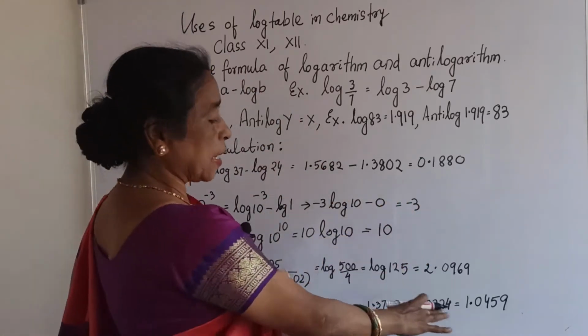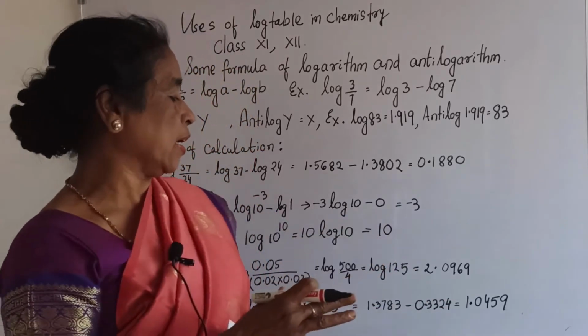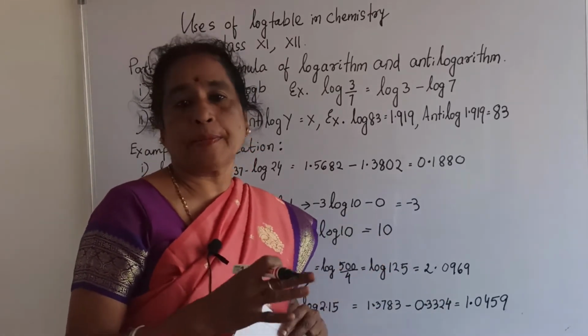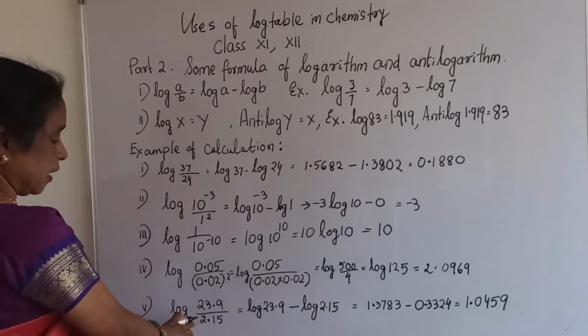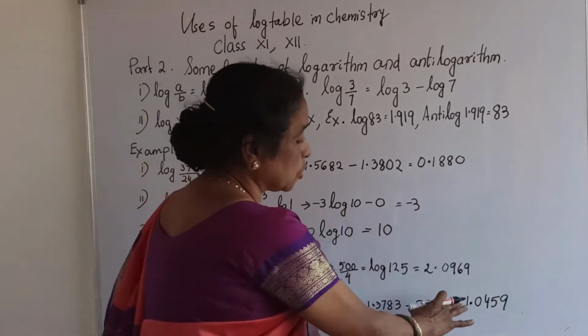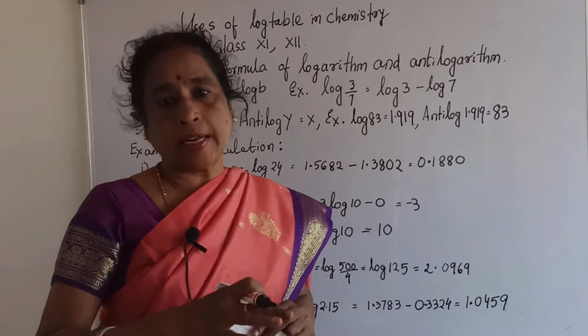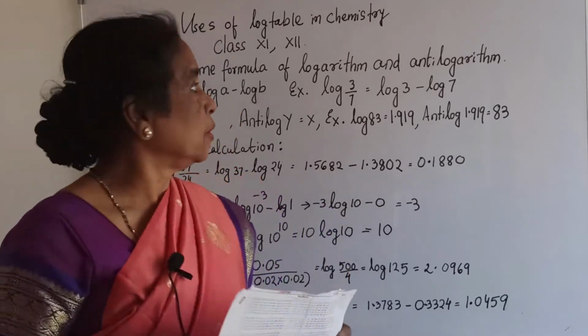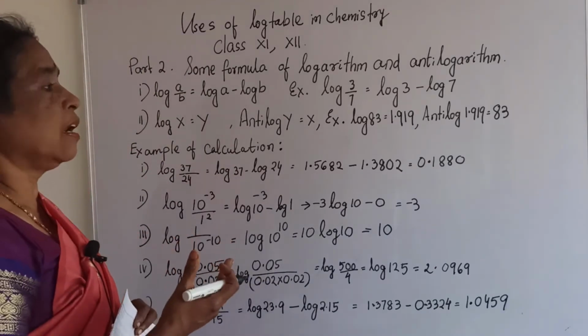3324, then you will make a minus, and after that the answer is 1.0459. That means log 23.9 divided by 2.15, the value comes to 1.0459. I hope it is clear. We will see other examples including anti-logarithm.